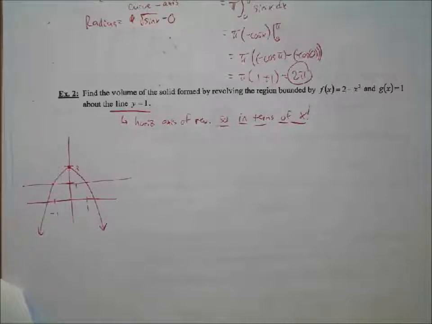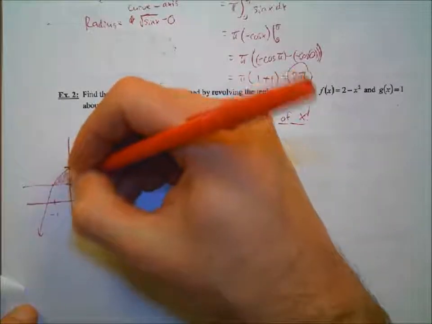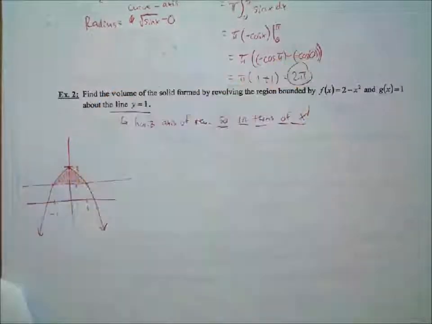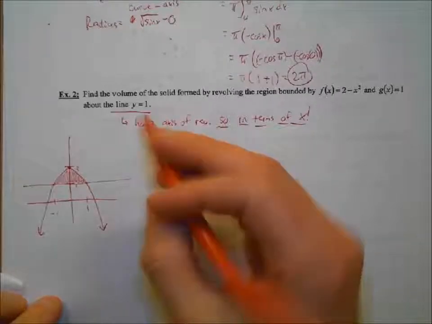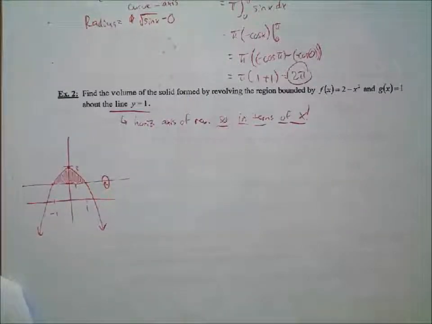Those are our only two boundaries. So you need to identify the region that's bounded by just those two curves. It's this little piece right here. So this is our region. This is an important aspect because this region helps you to identify what your limits of integration are. If you get that region wrong, you're going to mess up your problem. What are we rotating about? The line y equals 1. So up here is our axis of rotation.